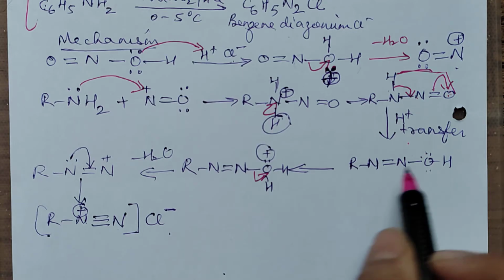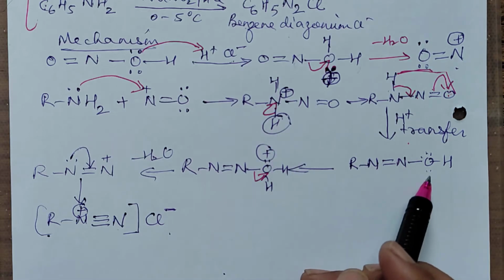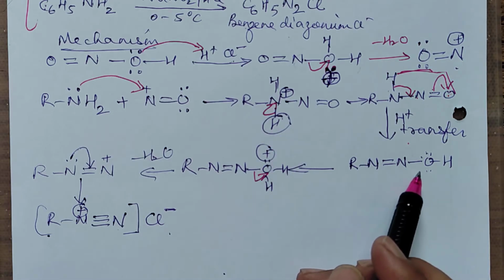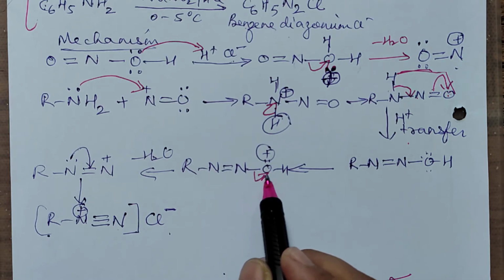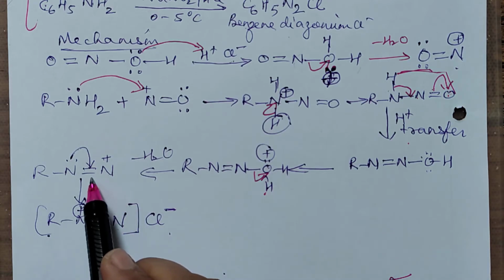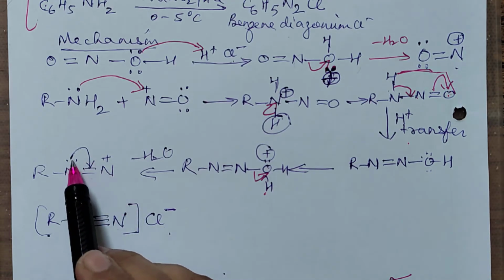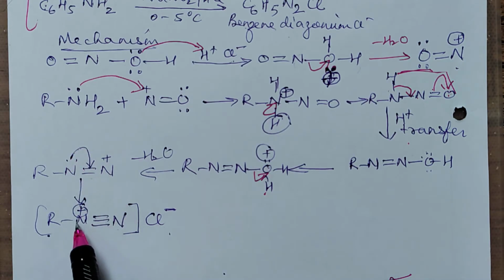Now what happens is, this H plus which was generated over here shifts this side, and when it shifts, you will get this species. So O is getting positive, again ready to come out as water. This came out as water, and you got this species. In the last step, the lone pair on this nitrogen shifts this side and makes a triple bond, nitrogen gets the positive charge, and Cl minus is generated.